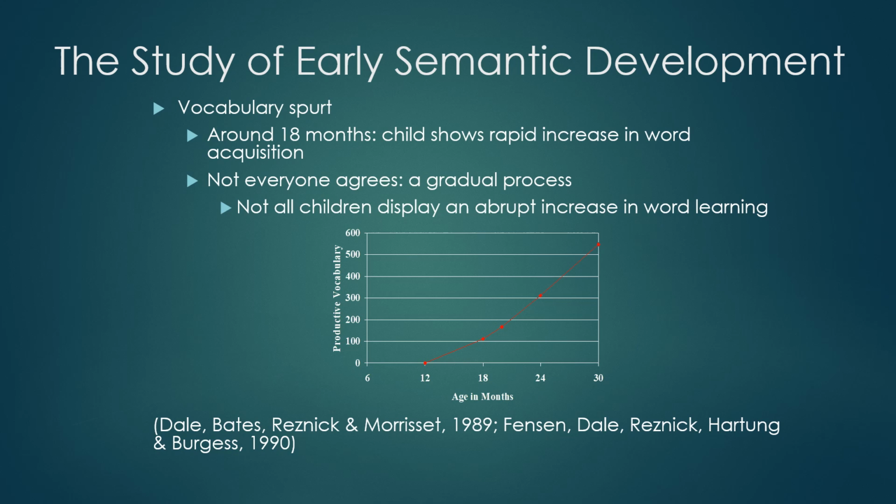Others have reported that word learning comes at a slower rate between 12 and 18 months, and then increases more rapidly after 18 months. But Dale et al.'s research does not support this idea. Many children will learn words at a steady rate.